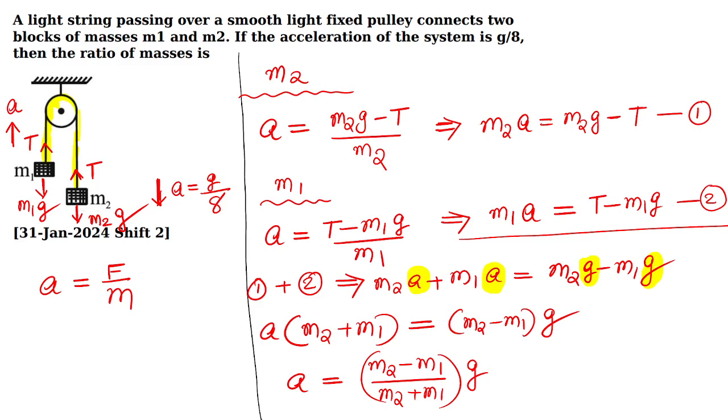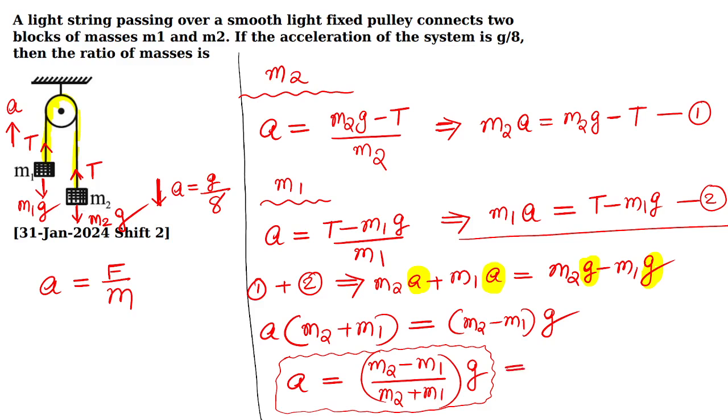If you are practicing for competitive exams, you may remember this. But for school level exams, you need not memorize; you are supposed to write all these steps. For competitive exams, it is better if you memorize this formula: acceleration equals the difference of the masses by the sum of the masses into g. For a pulley rope vertical system, you can memorize it like that.